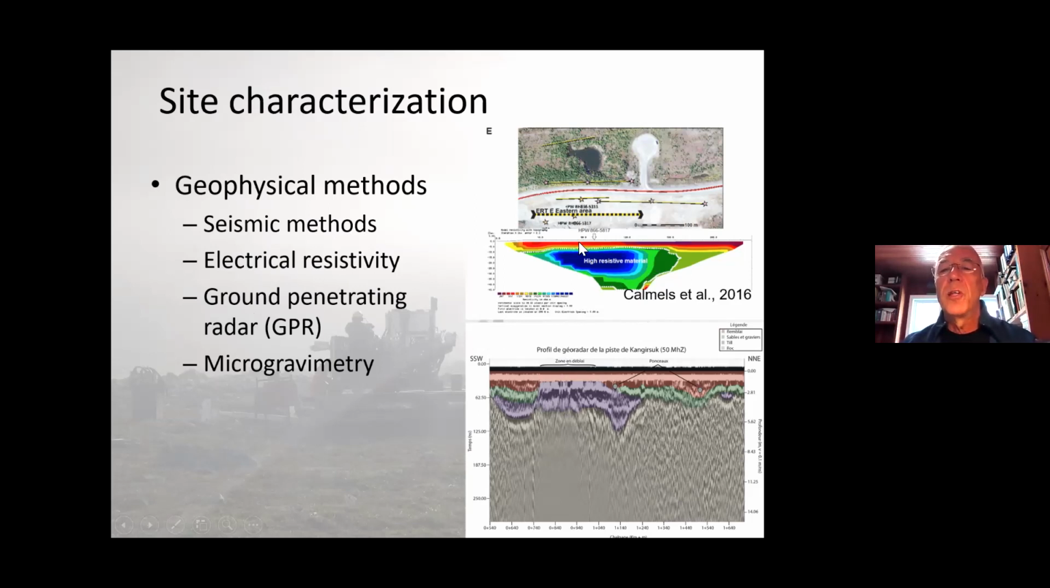So it's possible to detect zones of high resistivity that are typical of ice-rich or massive ice, and also to detect interface with ground penetrating radar, sort of the bottom of the active layer, and also the stratigraphy in the soil. Microgravimetry can also be interesting to detect massive ice. It has been used experimentally and successfully to detect buried ice in the Yukon and also in Baffin Island. So it's something that can also be a useful technique.